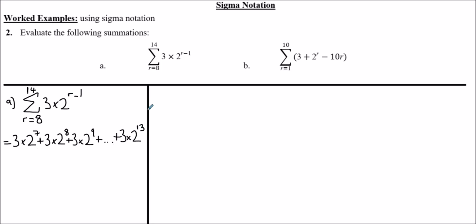Now be very, very careful how many terms this is. A common mistake would be to think, well, this is 6 terms, isn't it, Mr. Bailey? Because 14 take away 8 is 6. But actually, no. Your first term is that one, 2 to the 7. Second term, 2 to the 8. Third term, 2 to the 9. The fourth term, 2 to the 10. Fifth term, 2 to the 11. Sixth term, 2 to the 12. This is actually the 7th term.